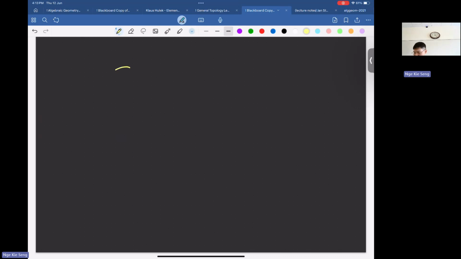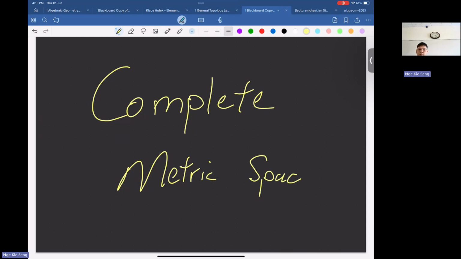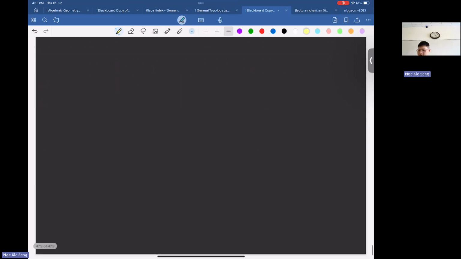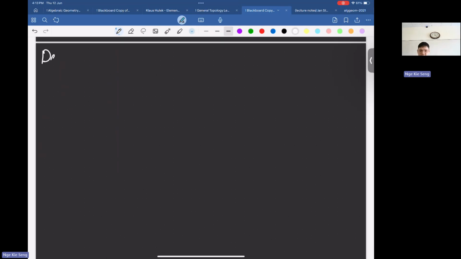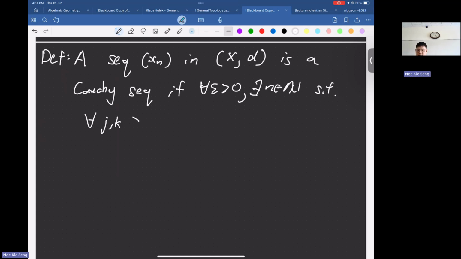So to talk about complete metric space, does anyone recall what a complete metric space means? Before that, I think we need one more ingredient. What's the key ingredient you need for completeness? Yes, again, Cauchy sequence. A sequence s_n in a metric space (X, d) is a Cauchy sequence if for every epsilon greater than 0, there exists N in the naturals such that for every j, k greater than N, d(s_j, s_k) is less than epsilon. Do you know what this means or not? What does a Cauchy sequence mean here?